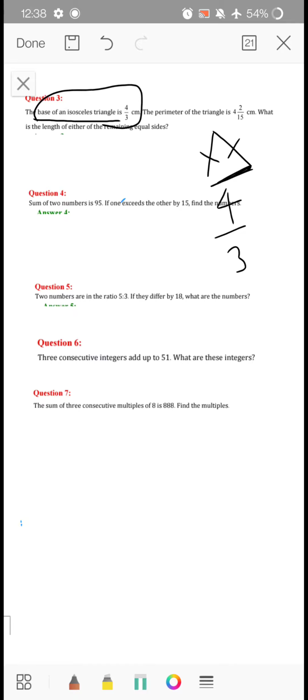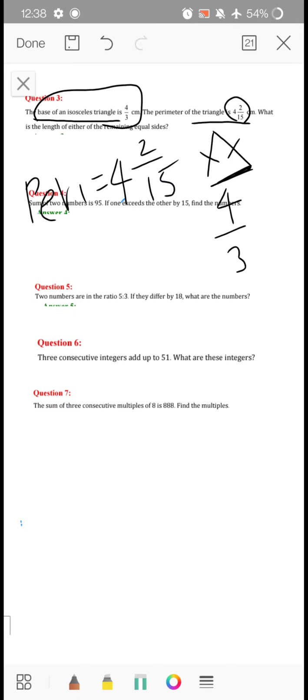The perimeter of the triangle is 4 2 upon 15. This is the mixed fraction. So here they have given the perimeter of the triangle, that is 4 2 upon 15. You need to convert this mixed fraction to the improper one. So let's convert it. 15 4s are 60 plus 2. So it will be 62 upon 15.